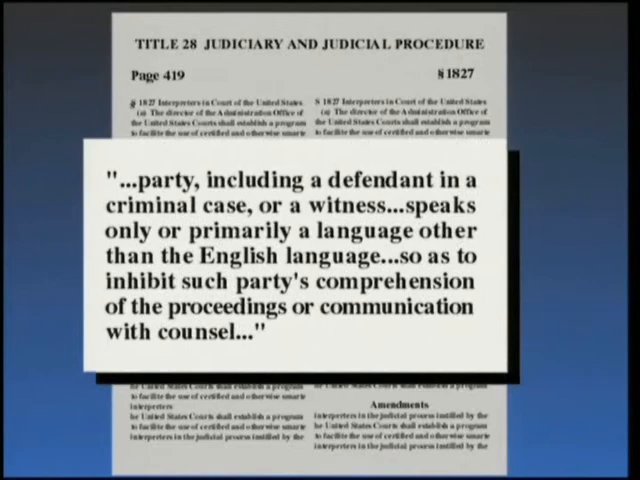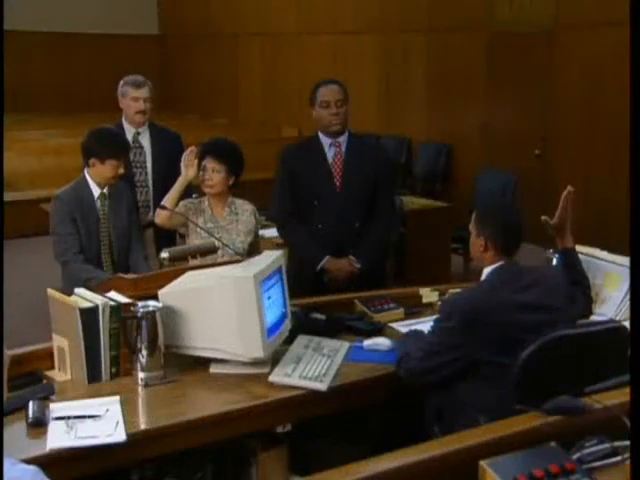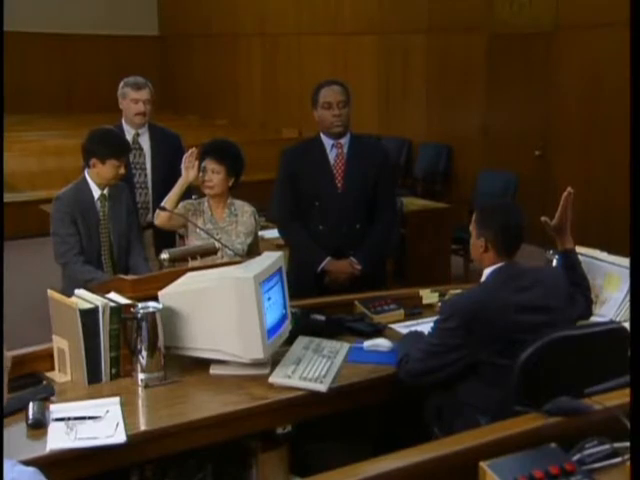Court interpreters help the court be an impartial evaluator of the facts in a proceeding. The role of the interpreter in court has been prescribed by law in the Court Interpreters Act. That law says that the court shall use an interpreter when a party, including a defendant in a criminal case or a witness, speaks only or primarily a language other than the English language, so as to inhibit such parties' comprehension of the proceedings or communication with counsel. Court interpreters put a non-English speaking defendant on an equal footing with an English speaking defendant.